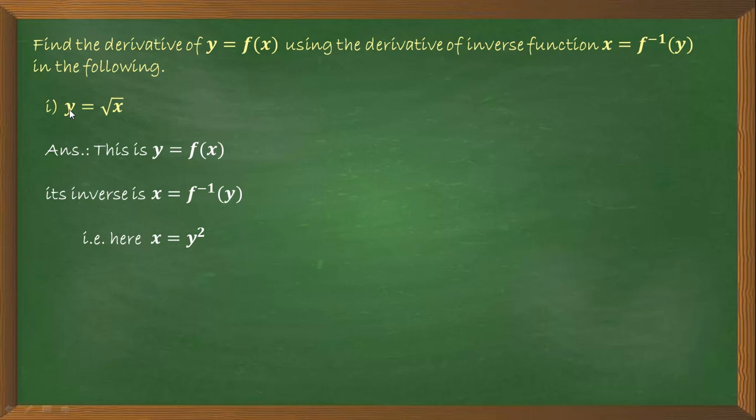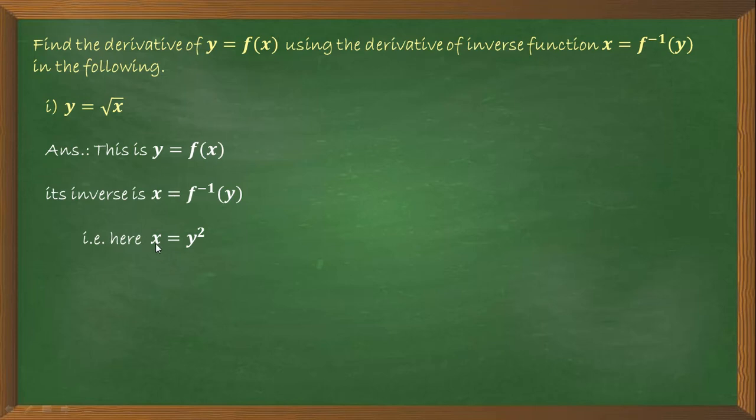See, y is equal to root x is the original function. How will you prepare its inverse? Just like this, x is equal to y square. This is very important, because if y is equal to f of x is the function, then x is equal to f inverse y is the inverse. So see this carefully. Now first of all we have to find out the derivative of the inverse function first and then the derivative of this.